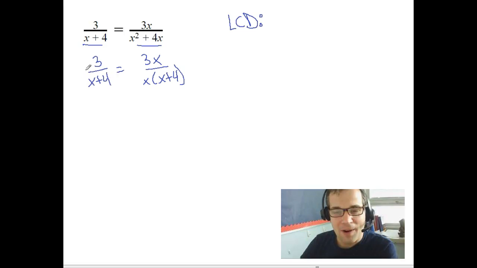So this denominator has an x plus 4, so I'll throw that x plus 4 down. And this denominator has an x. There's no plain old x here yet, so I'll throw that in there. It has an x plus 4. It's got an x plus 4. Life is good. So what I'm going to do next is write down what my thought is.